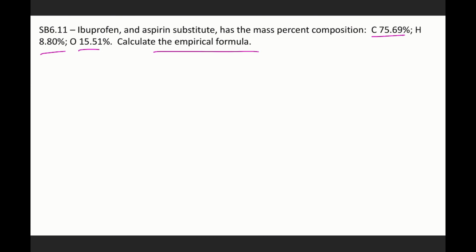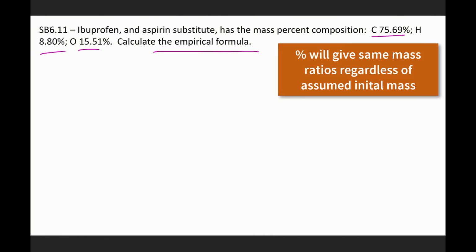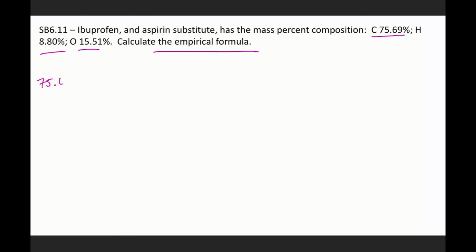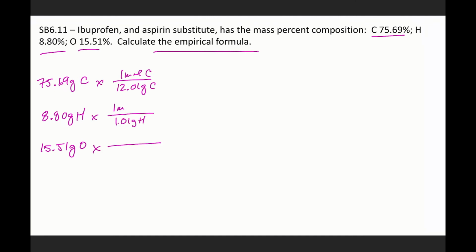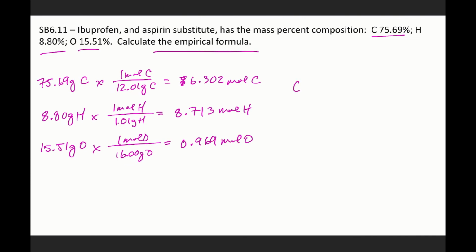Now, we could assume whatever we want. We could assume 5 grams, 1 gram, or 500 grams. It doesn't matter. We use 100 grams, though, because then these percents just become masses. So 75.69 grams of carbon, 8.80 grams of hydrogen, and 15.51 grams of oxygen. Using molar mass, and then we take our moles and then we reduce, and then we pick up with the next step.